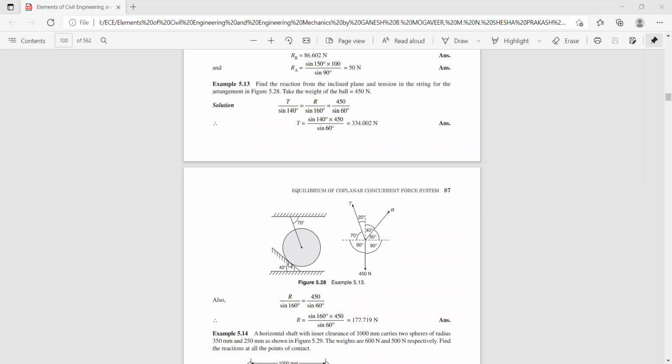Let us call this point A. The sphere is making contact at this point. So then we will have a reaction force like this, which is perpendicular to the plane of contact.